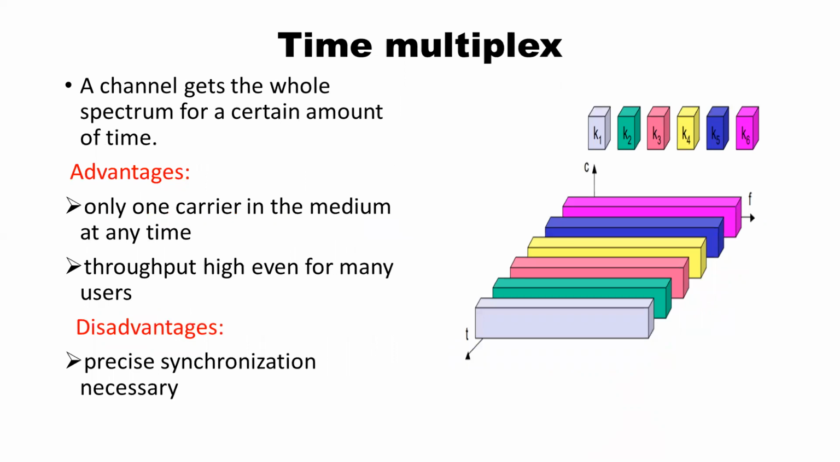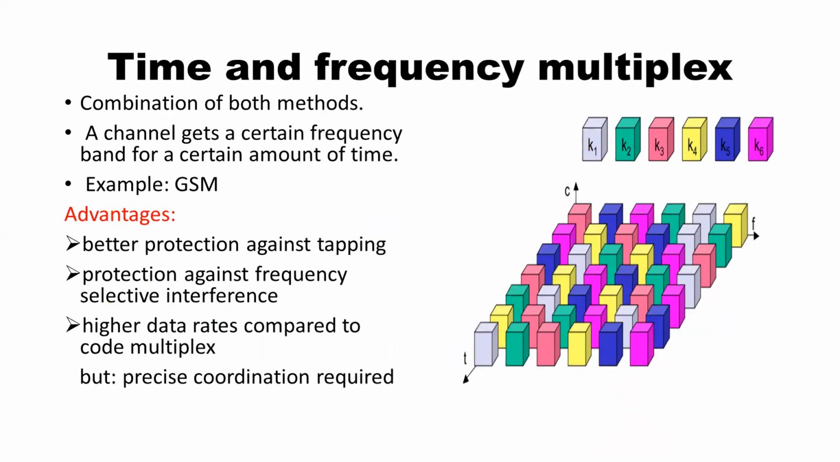Time multiplex: a channel gets the whole spectrum for a certain amount of time. Advantages: only one carrier in the medium at any time, throughput high even for many users. Disadvantage: precise synchronization necessary. Time and frequency multiplex: combination of both methods.